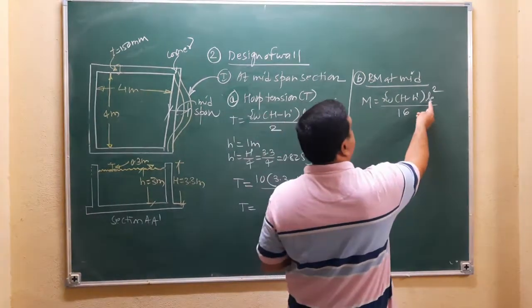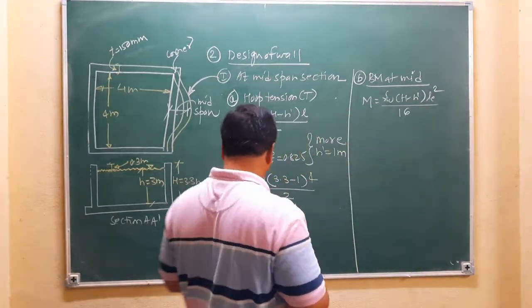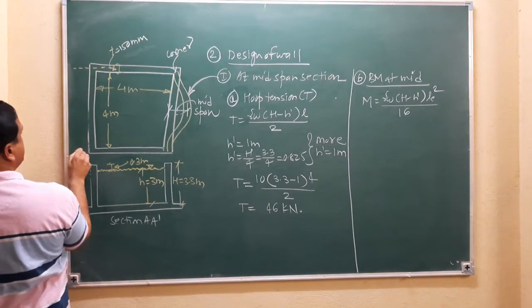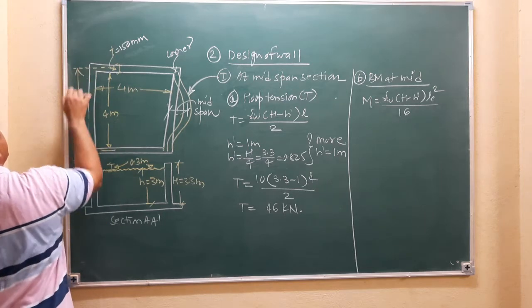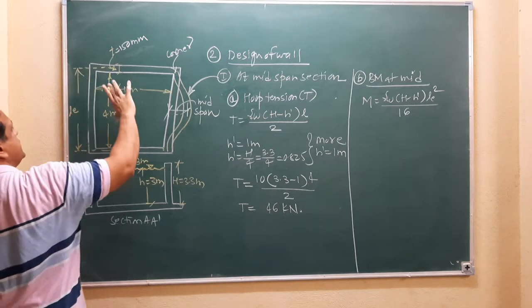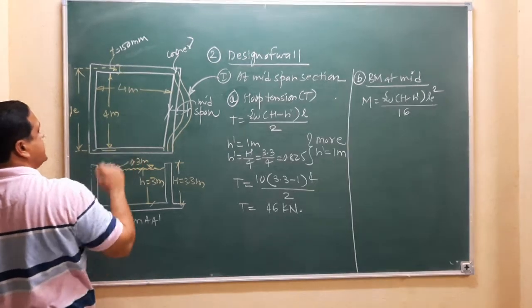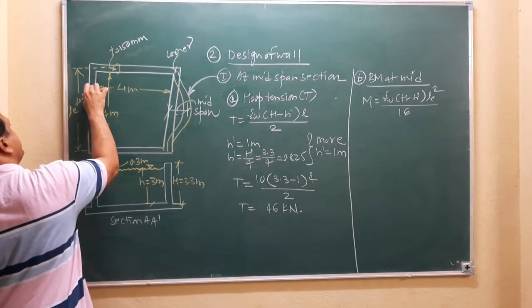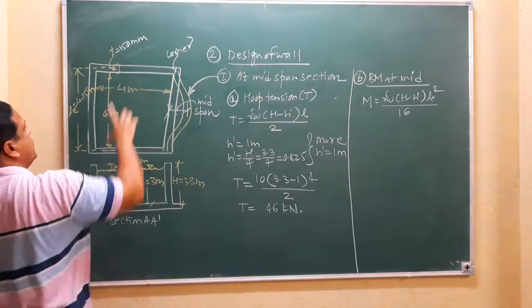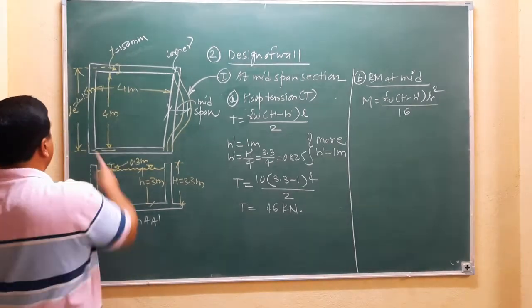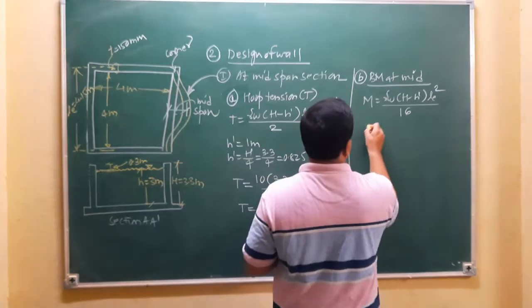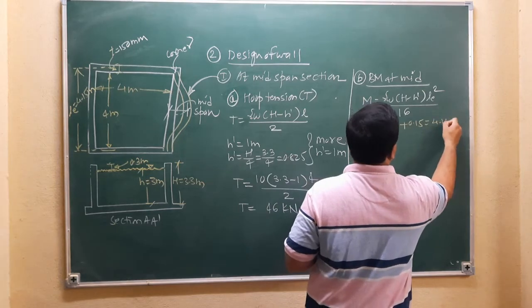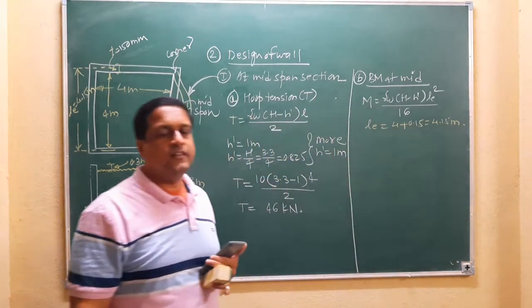So what is the L effective now? The effective length is center to center of this wall. How is it calculated? This is 4 meter. Half of this 150, half of this 150, you have to add 150. So L effective is 4 meter plus 0.15, that means it is 4.15 meter.